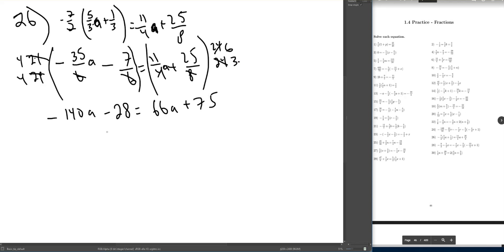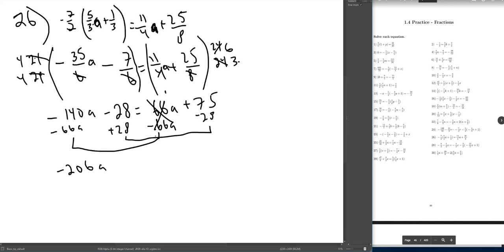Very good. Let's move. I like working with positive. Well, it doesn't matter. Here we'll do a minus 66a. Here we'll do a plus 28 to move this over here and this over here. So this eliminates, but I have to subtract 66a here also, which gives me minus 206a. And on this side, I'm adding 28, equals 103. Can you see where this is going? Divide both sides by minus 206. And I get a equals 103 over 206. If I divide this by 103, that equals 1. And if I divide this by 103, that equals 2. And it's a negative, so negative 1 over 2.